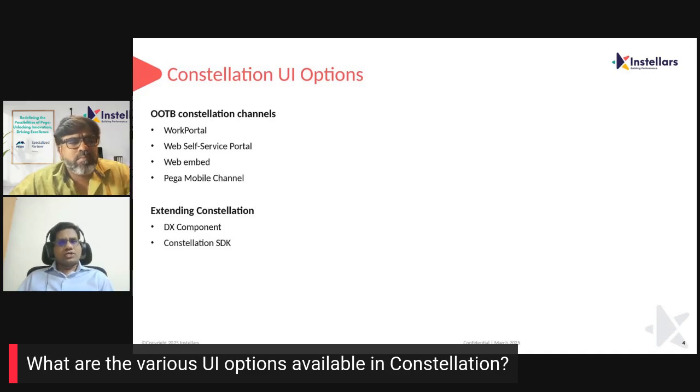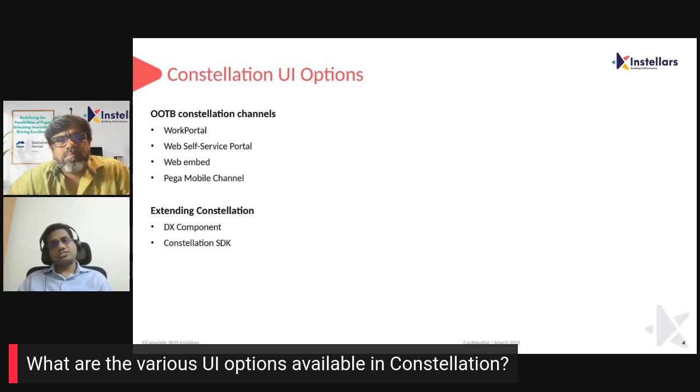So yes, while the best practice is to use out-of-the-box configurations, Constellation also lets us extend the system whenever specific business needs arise. For that, we have two things available in Constellation. One is the Constellation DX components. These are individual components which can be built using React. So we can create new components and integrate them with the existing ones, which helps improve the user experience in line with the customer branding style. So these are custom DX components.